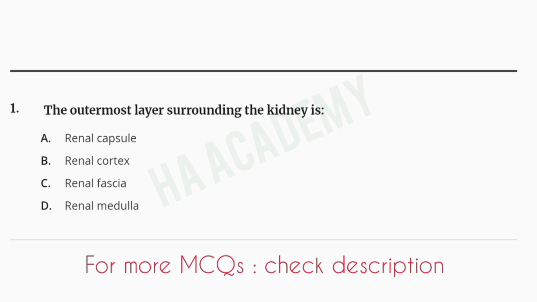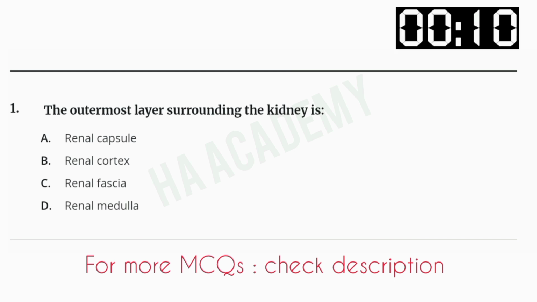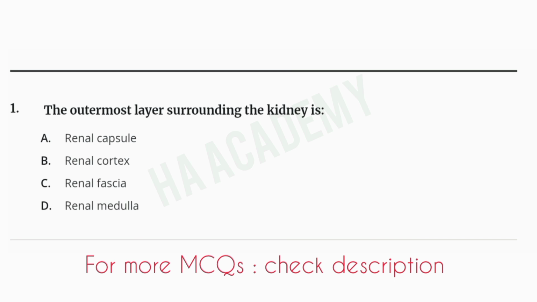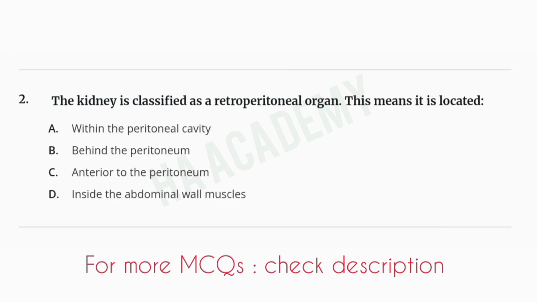Outermost layer surrounding the kidney is... The correct answer is renal fascia. The kidney is classified as a retroperitoneal organ.